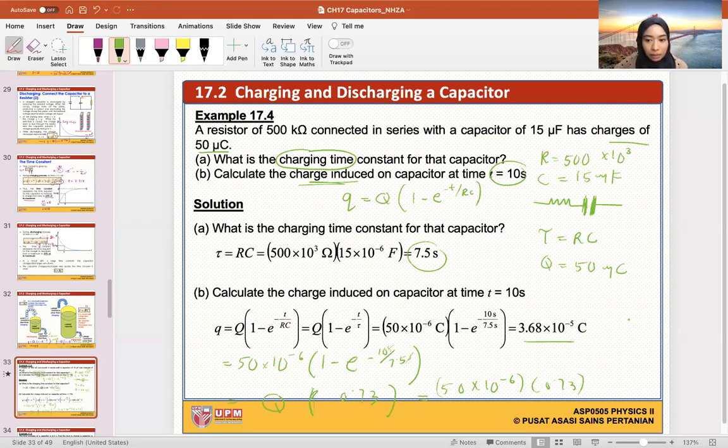Remember, the maximum amount of charge that the capacitor can have is 50 microcoulomb. This has only achieved 3.68, which is more. Oh, no, sorry, it's not more. So this will become 36.8 times 10 to the minus 6. So it is only 36.8 microcoulomb, whereas the maximum is 50. So it needs more time to be fully charged.